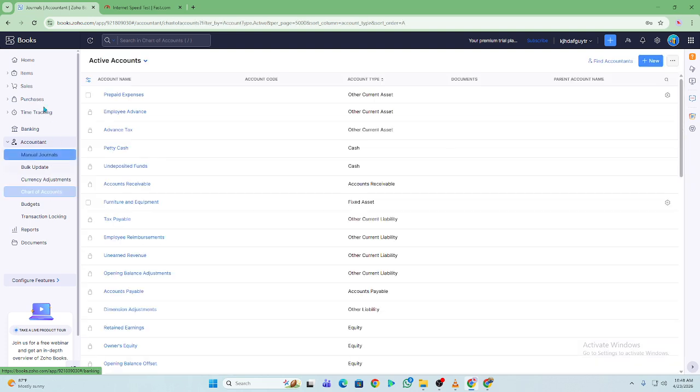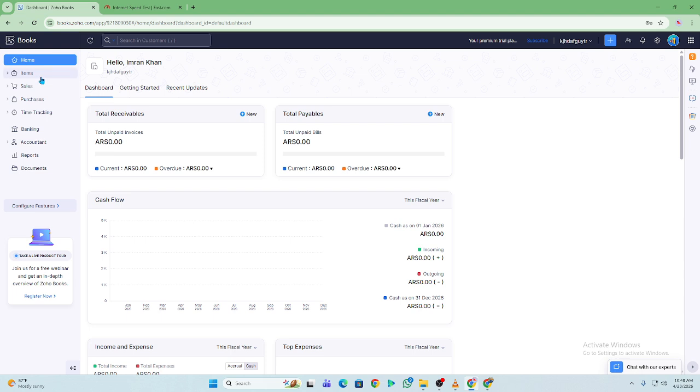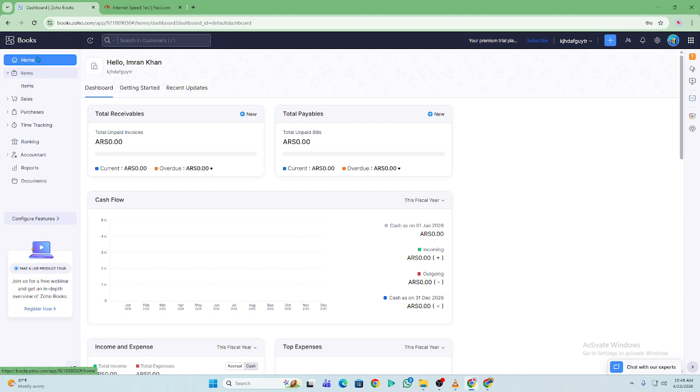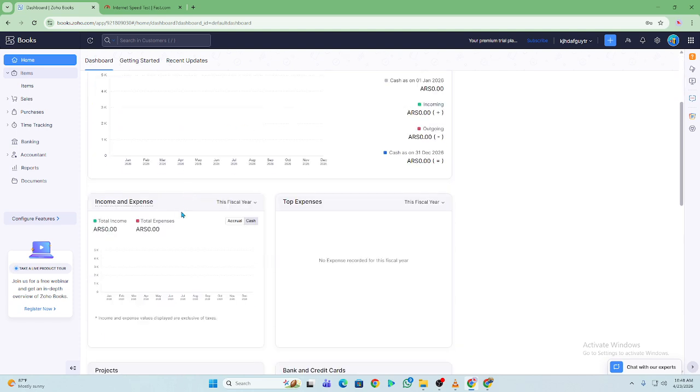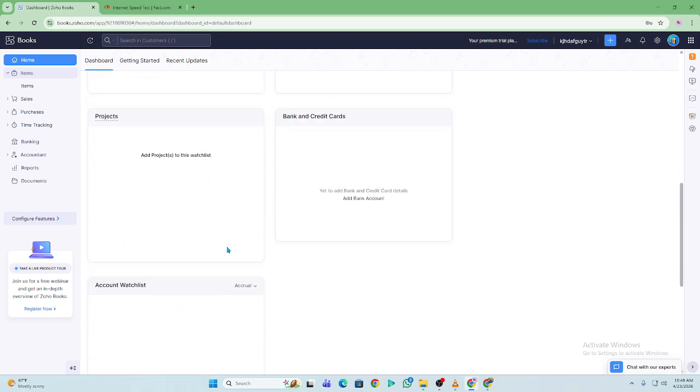Now check if Wave accounting servers are working properly. Sometimes the issue is not on your side at all. Next, make sure your browser is updated. I mean, outdated browsers can break secure payment systems.